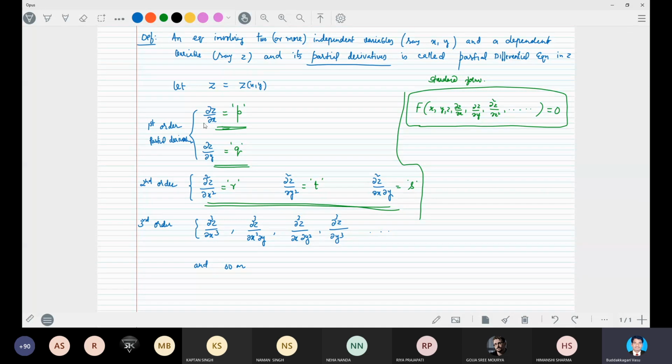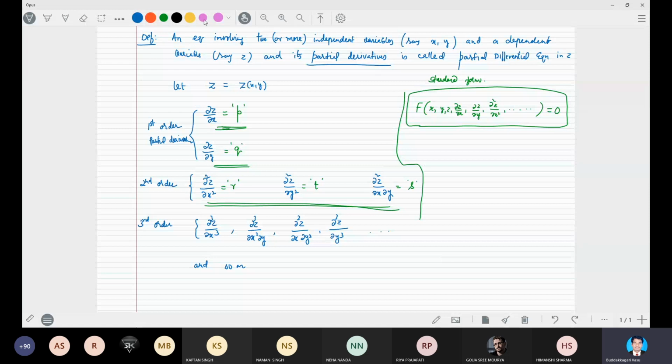We can denote the derivatives with the notations I already said. ∂z/∂x is equal to p, this is the standard notation. q is equal to ∂z/∂y. r is equal to ∂²z/∂x², s is equal to ∂²z/∂x∂y, and t is equal to ∂²z/∂y².